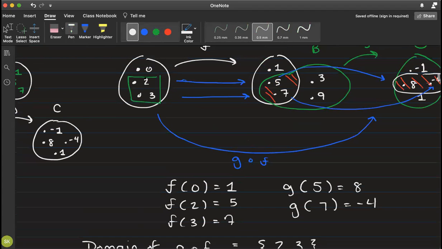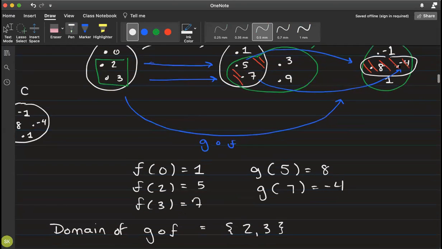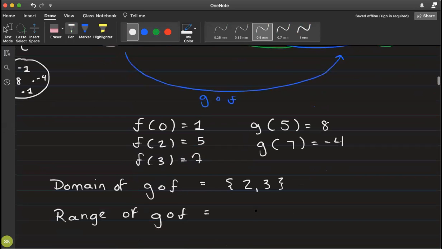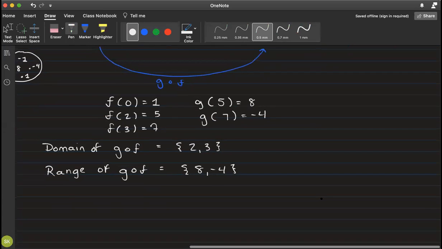Because that 2 and 3 was sent to 5 and 7, and that 5 and 7 was sent to 8 and -4. So the range of G composed of F is these two here, 8 and -4. I hope that makes sense.